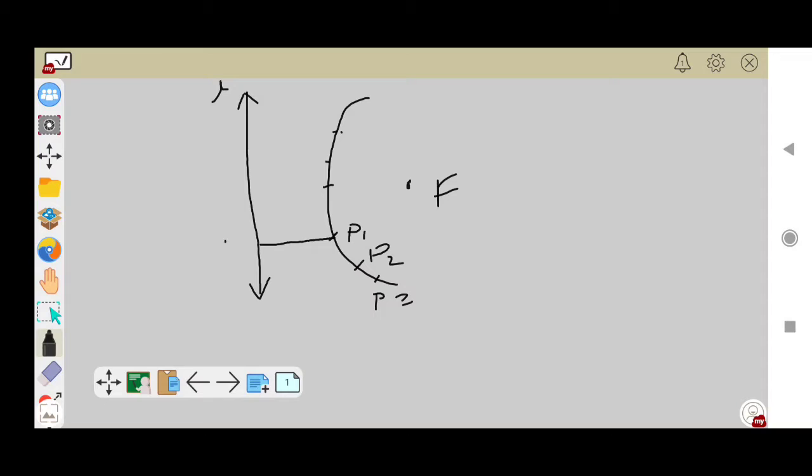See, the distance between P1 and B1 is the same as P1 and F. The distance between P2 and B2 will be the same as P2 and F, and that's how, suppose this is P4, the distance between P4 and B4 is the same as P4 and F.